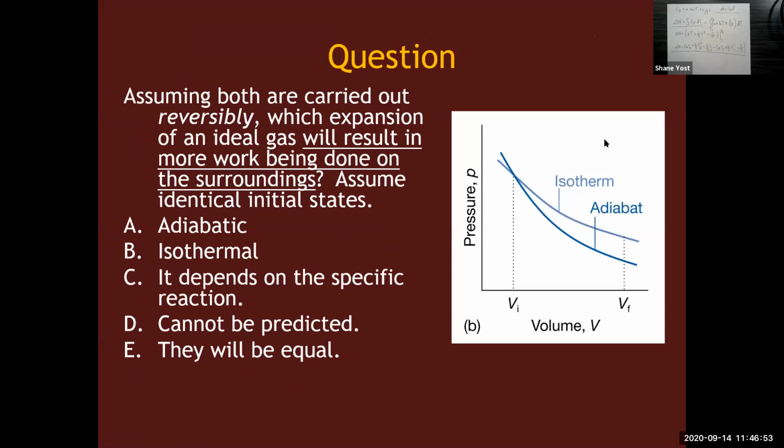So, on the lecture videos online, I talk a little bit more about the relationship between adiabatic and isothermal. So we'll review that relationship by looking at a question here. I assume I have a reversible expansion of an ideal gas, where one expansion is done isothermally and the other adiabatically. The question is which expansion has more work being done on the surroundings.